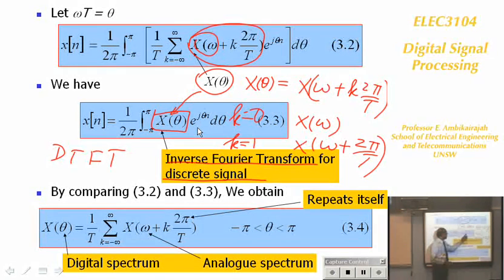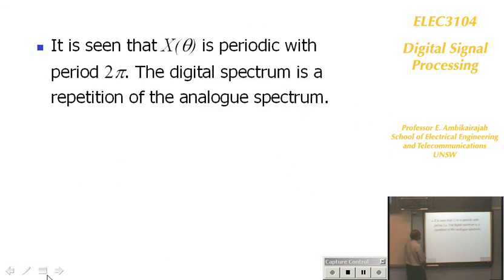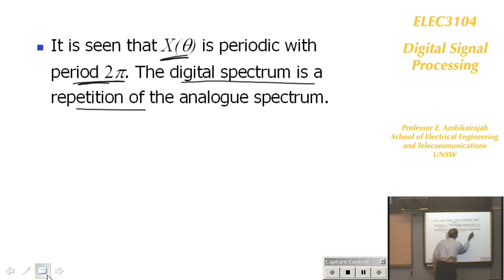What does that mean? When k equals 0, your X(theta) is exactly the same as X(omega). k equals 1 means outside the sampling period, minus pi to plus pi, you repeat the spectrum again. So basically this tells you your X(omega) is repeated at every 2 pi over T. So X(omega) has a fundamental region of minus pi to plus pi, and outside the region it will repeat. So that's what it says. If you want to look at that, it is seen that X(theta) is periodic with a period of 2 pi. So the digital spectrum is a repetition of an analog spectrum.